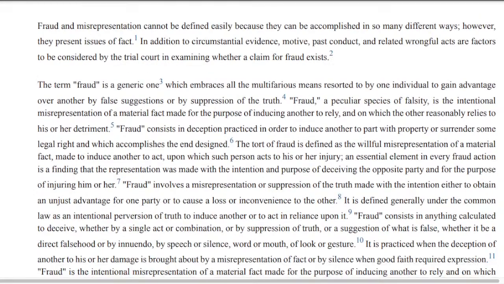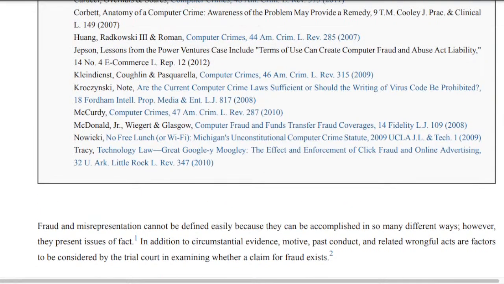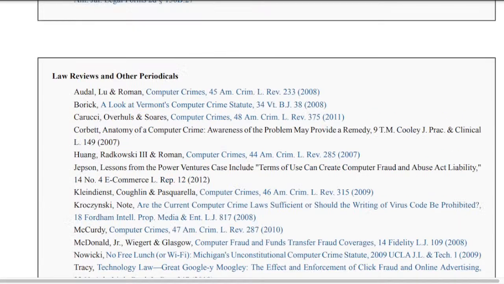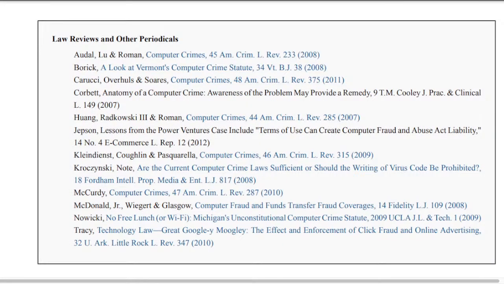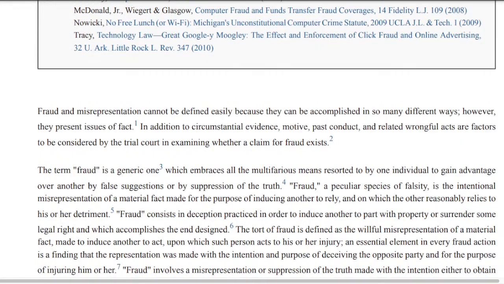All right, let's get right to it. There's some pretty good references here, but we're not going to go over any of this stuff today. Computer crimes, Vermont's computer crime statute. A lot of this stuff has computer crimes involved in it. So let's think about that. These are 2010, 2008. These are pretty good references here. Let's continue.